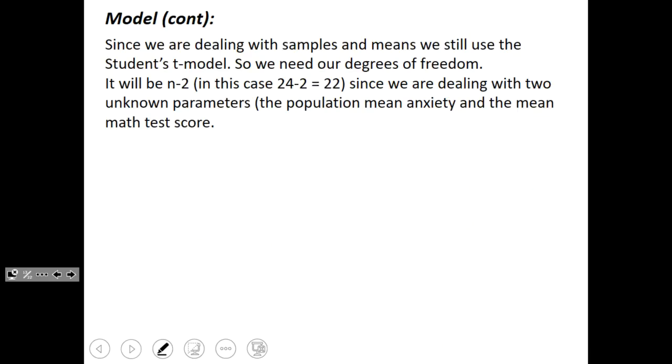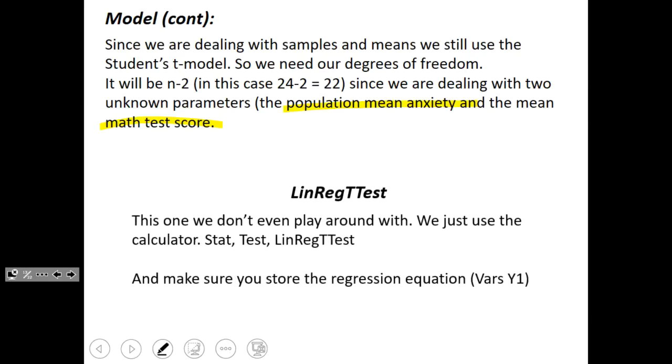Okay. Lastly, since we're dealing with samples and means, we still use a student's t model. That hasn't changed. But we need degrees of freedom. In this case, it's n minus 2, our sample size minus 2, because we have 2 unknown parameters. It's saying that anxiety and the mean test score, I have 2 variables. So I need to use both of these. But I get to use the LinRegTTest. We don't even mess around with this. We go straight to the calculator. Stat, test, LinRegTTest. But make sure we store the regression equation. That's why I had to do that before.